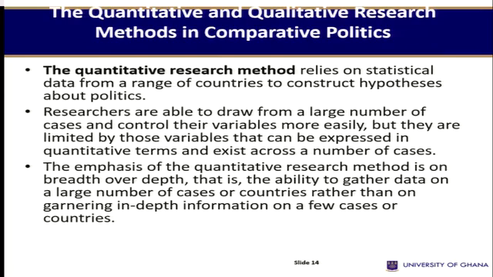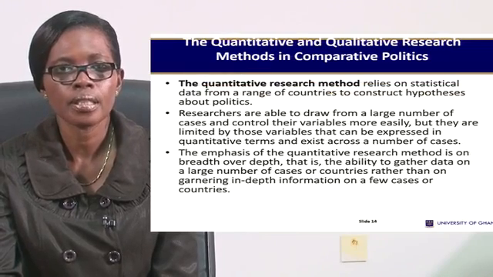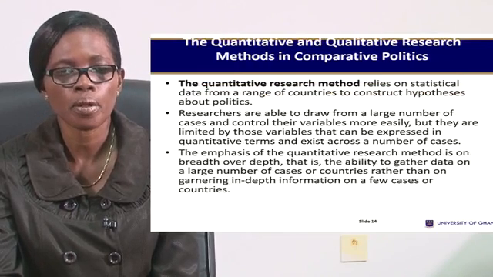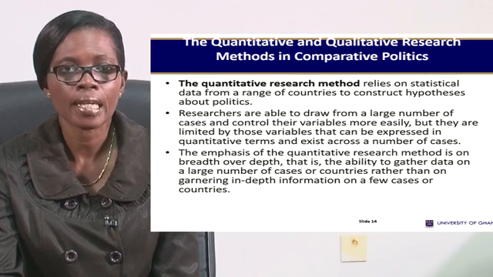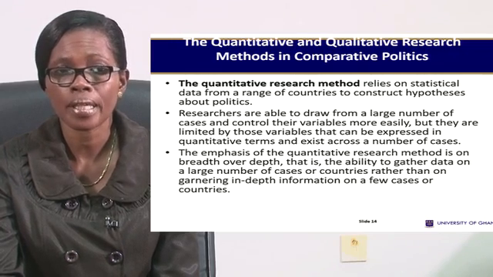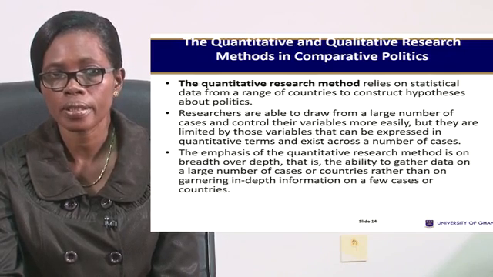Now, the quantitative research method relies on statistical data from a range of countries to construct hypotheses about politics. Hypotheses are simply educated guesses about something, some phenomena, and in this case, about politics. Researchers are able to draw from a large number of cases and control their variables more easily, but they are limited by those variables that can be expressed in quantitative terms and exist across a number of cases.